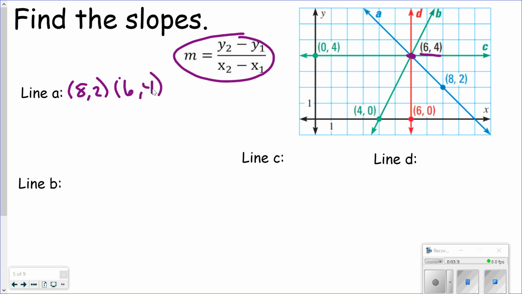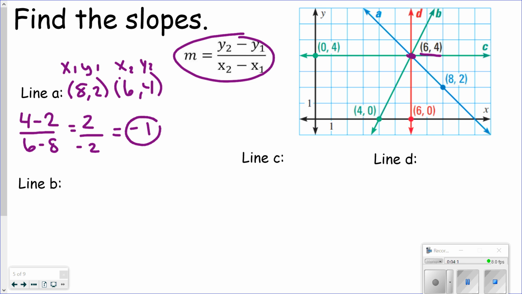All right, so let's label what we know. This is going to be x1, y1, x2, y2. I'm going to plug it in my slope formula, and I end up getting 4 minus 2 divided by 6 minus 8. All right, so 4 minus 2 is a +2, and 6 minus 8 is a -2. Therefore, my slope is -1.